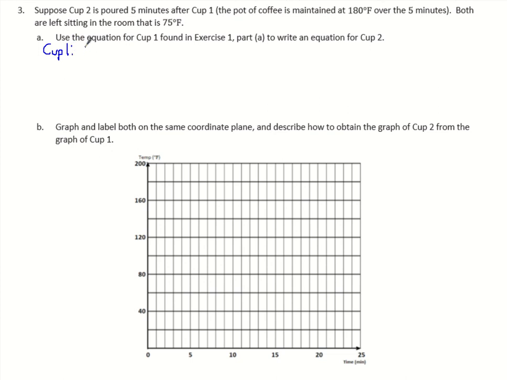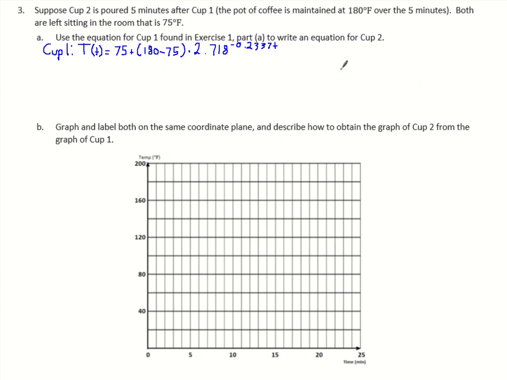Cup 1 is still going to be temperature in regards to time equal to 75 plus 180 minus 75 times 2.718 raised to the negative 0.2337T. So that's going to be cup 1.